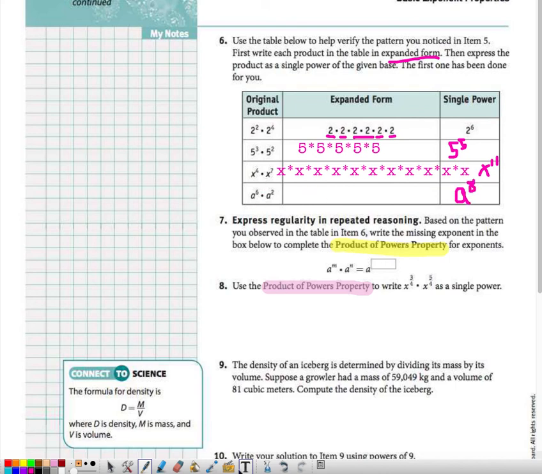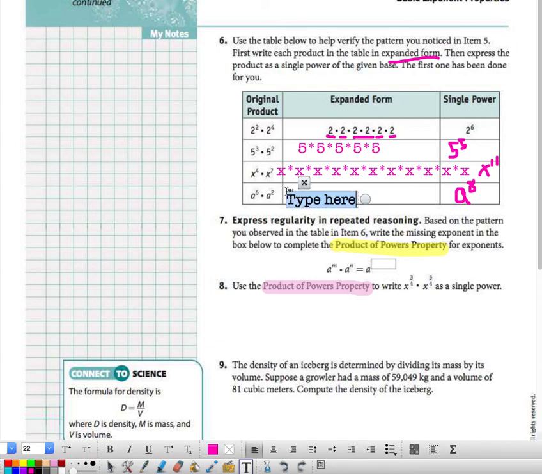So if you were going to write it out as the expanded form, you just have a times a times a times a times a times a times a times a. So we've got 8 total a's.